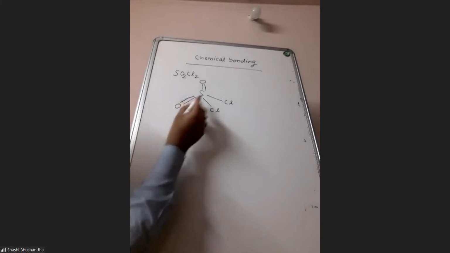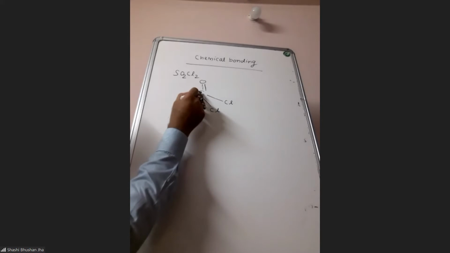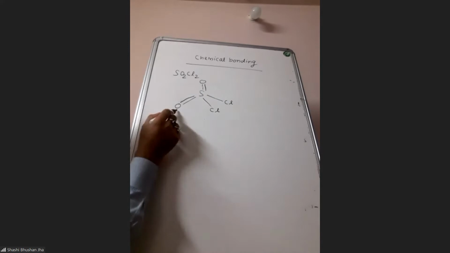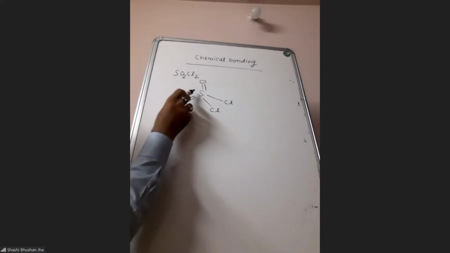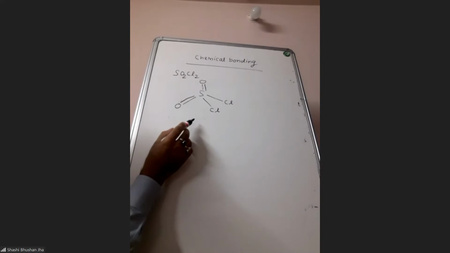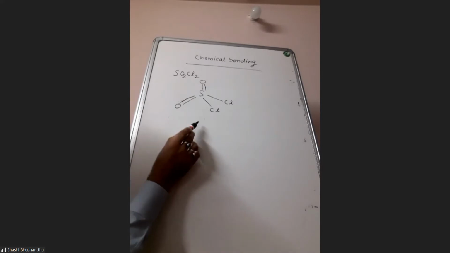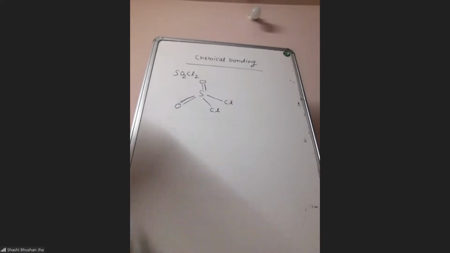But here, you see the bond between sulfur and oxygen is a double bond, and this sulfur and oxygen is also a double bond. Now try to recall: the repulsion between the electron pairs of double bonds will be more as compared to that between double and single. And repulsion between bond pairs of double bond and single bond will be more than that between single and single bond. So double bond repulsion will be strongest. Next will be double bond single bond, and weakest repulsion will be between single bond and single bond.